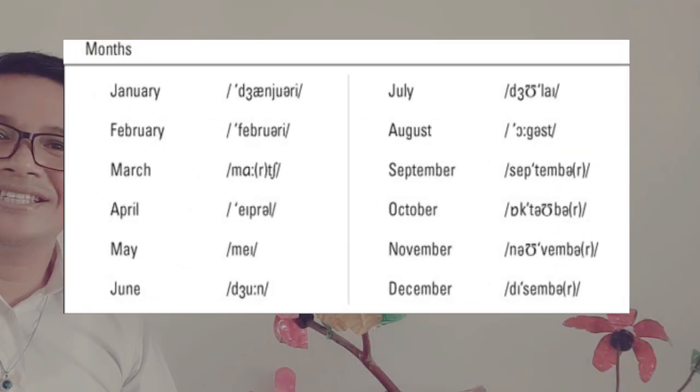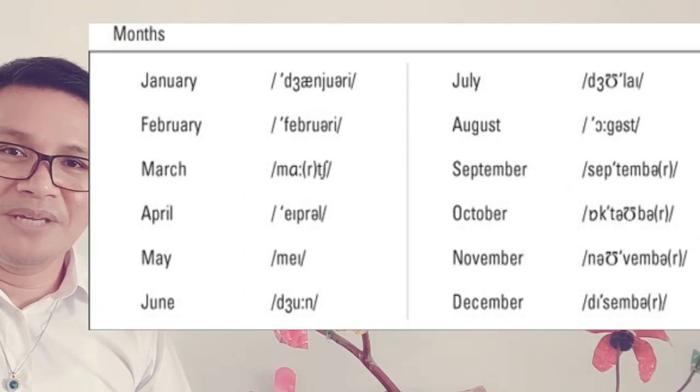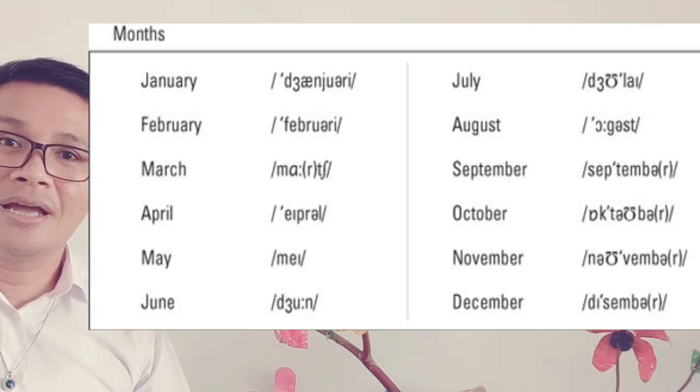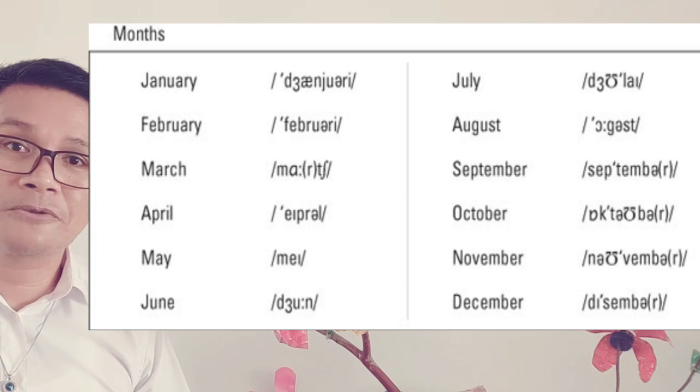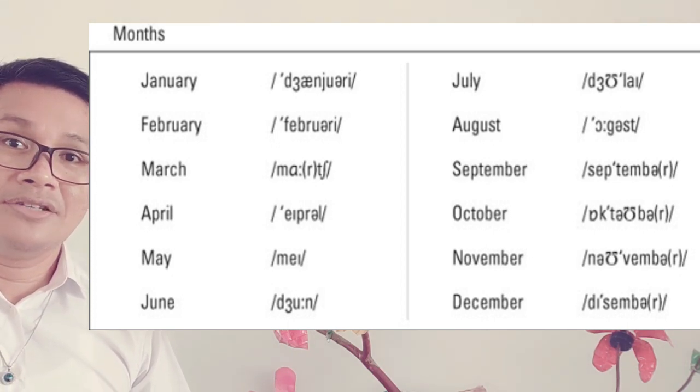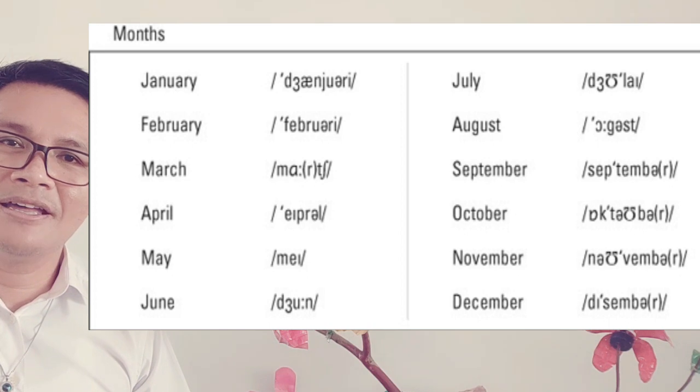Now, let's do it. Repeat after me. January, February, March, April, May, June, July, August, September, October, November, December. Ooh, that's very nice.